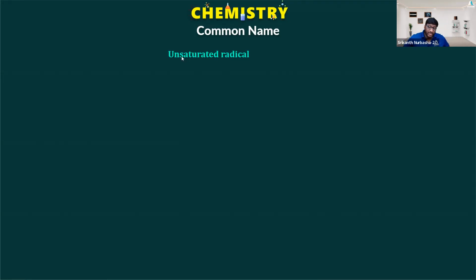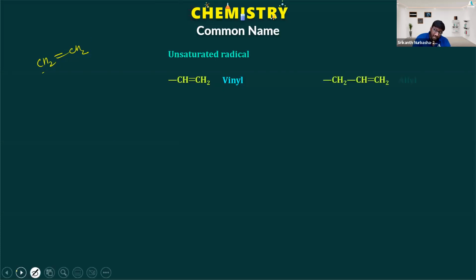We can also have unsaturated radicals. The CH2 double bond CH group is said to be the vinyl group. In CH2 double bond CH2, the carbon atom of the C double bond system is a vinylic carbon. If you remove hydrogen from the vinylic carbon, that is said to be a vinyl radical. What is an allylic radical? The carbon connected to the C double bond system is the allylic carbon. If you remove hydrogens from the allylic carbon, that is said to be an allylic radical.